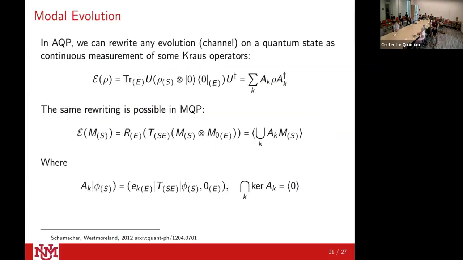Alright, and we can talk about modal evolution. Now, we don't carry over time and a continuous evolution, but in standard quantum mechanics, most of us know you can write a quantum channel as tracing out the environment of the initial state, tensored with some ancillary environment state. And that actually has a Kraus decomposition in terms of a sum over these Kraus operators, A_k.